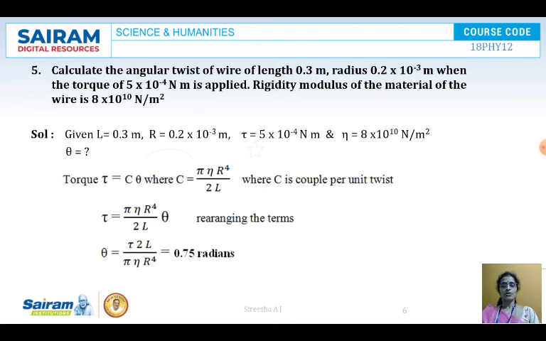So tau is equal to C theta, where C is nothing but pi eta r power 4 by 2L, where C is the couple per unit twist. So substituting the values of C into the tau equation, you will be getting tau is equal to pi eta r power 4 by 2L into theta. Rearranging the terms and substituting the given values, using the calculator, do the calculations and get the value of theta as 0.75 radians.